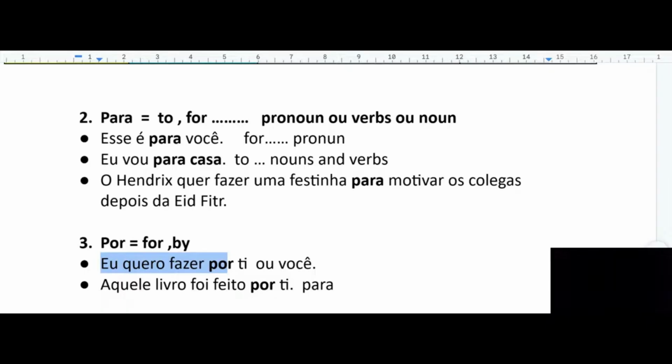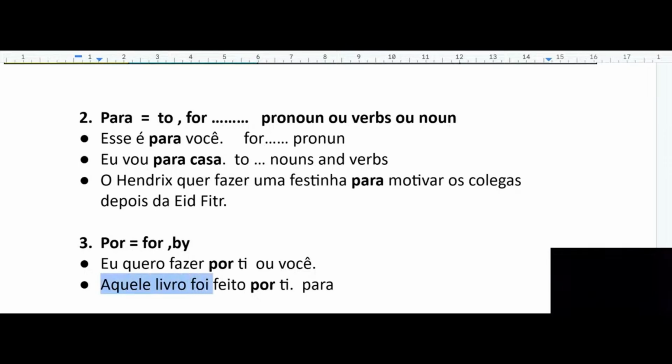If you know it, you can type it in the chat box. Is it "I want for you" or "by you"? I want. Is it for or by? Okay. So I want to make it for you. So now this sentence, it means for. Okay, let's go to the next one.